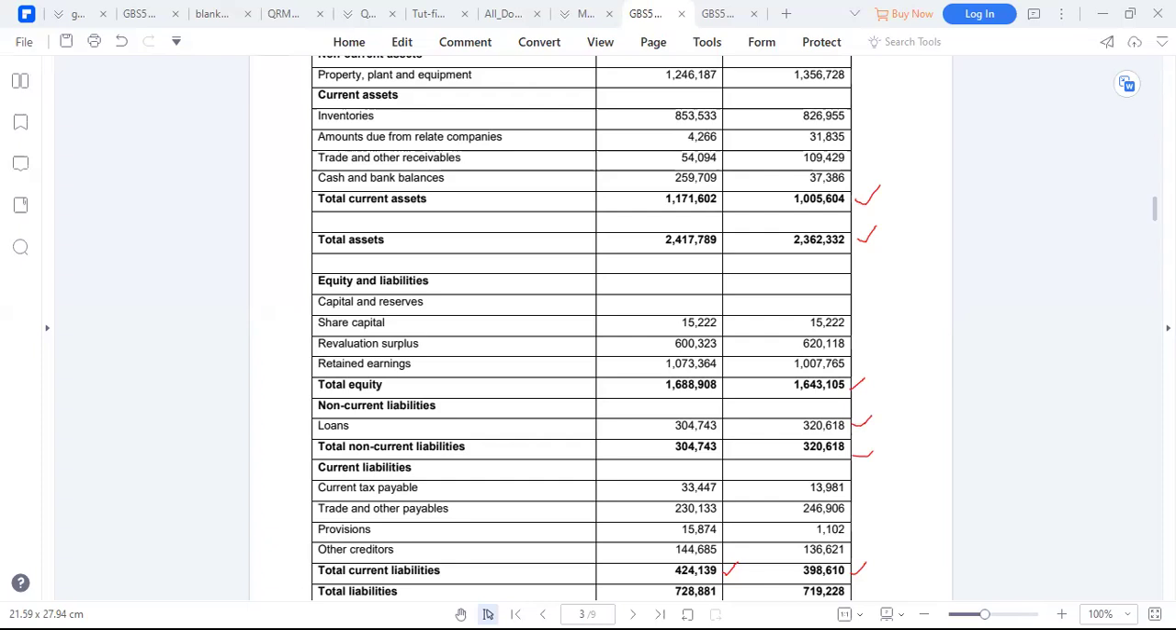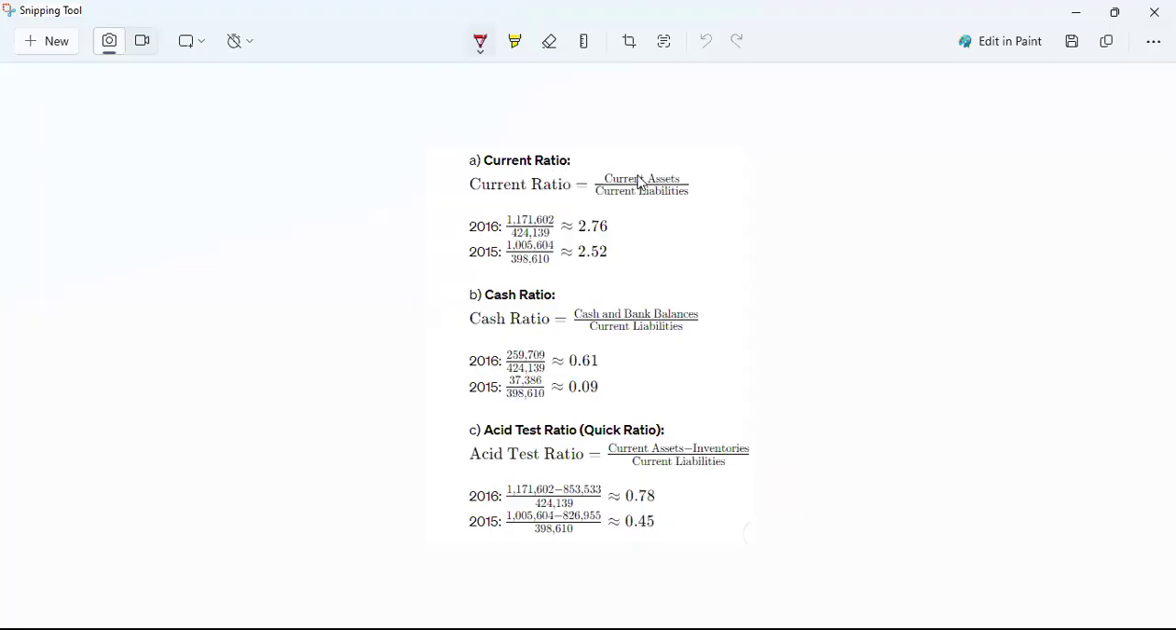So we go to current ratios, current assets over current liabilities. For 2016, it was 1.1 million over 424. So this is 2.7. And in 2015, when you go to our statement, we have what?